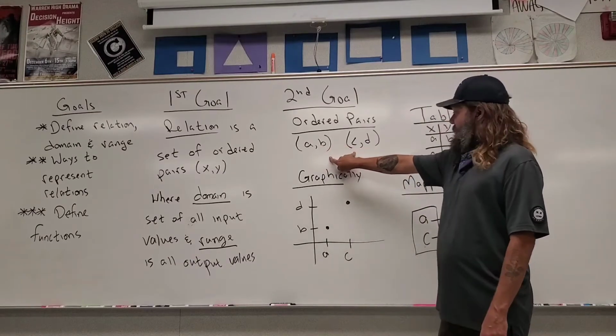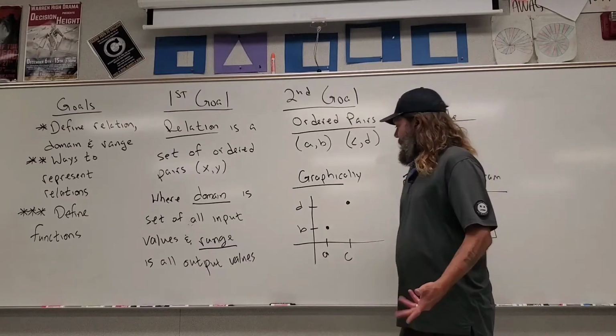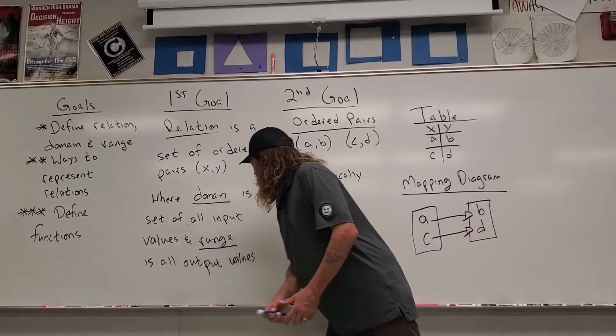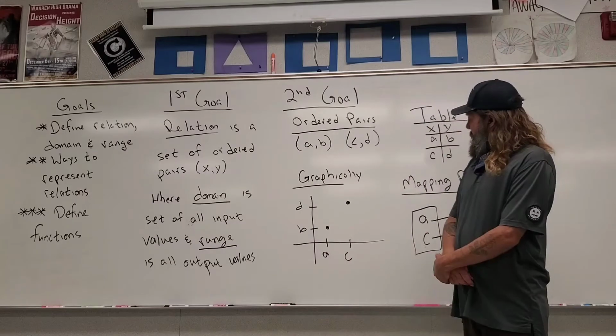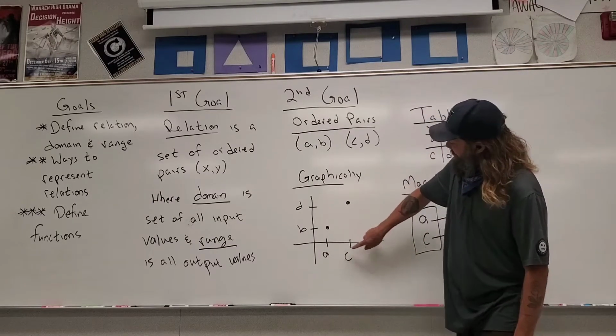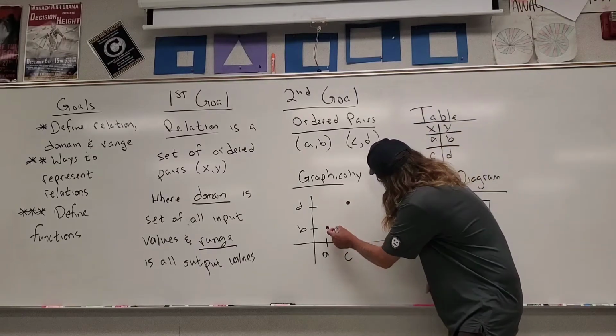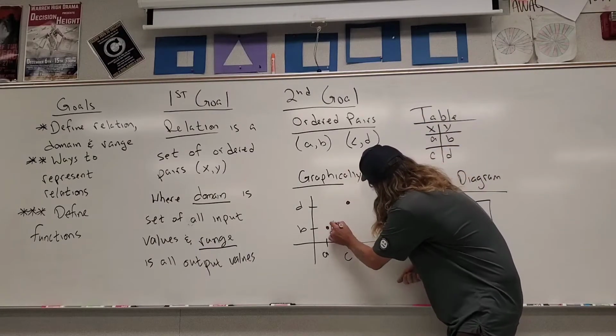Now, ordered pairs you can represent graphically, right? And so I will put the coordinates to these ordered pairs, but you see I have the input of A that gives me the output of B. The input of C gives me the output of D. So these actually represent the ordered pairs.